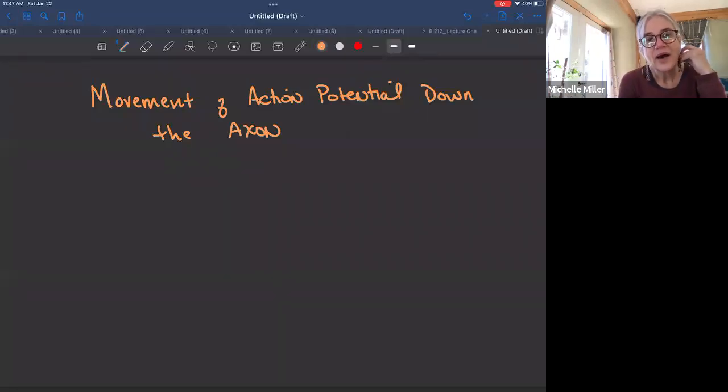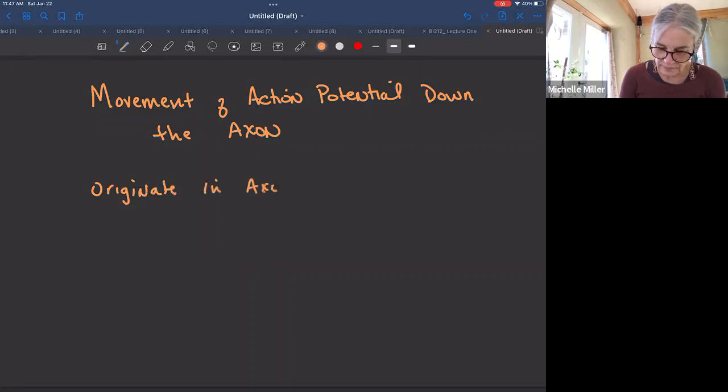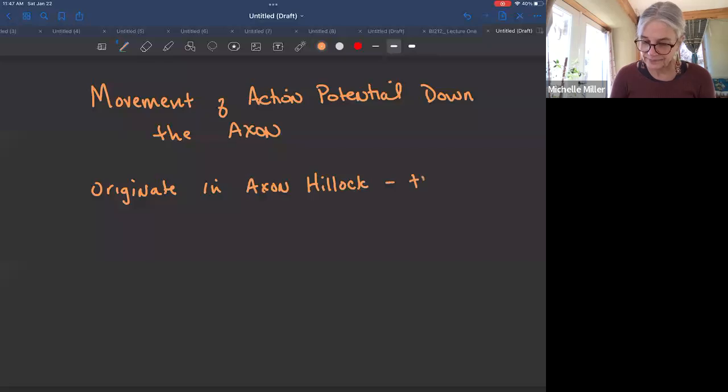So we can talk about how an action potential moves down the length of an axon. Action potentials begin primarily in a part of the axon called the axon hillock. So they originate there, and the axon hillock is that part of the axon that connects the axon to the cell body.